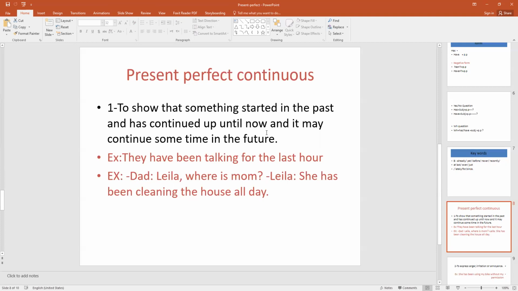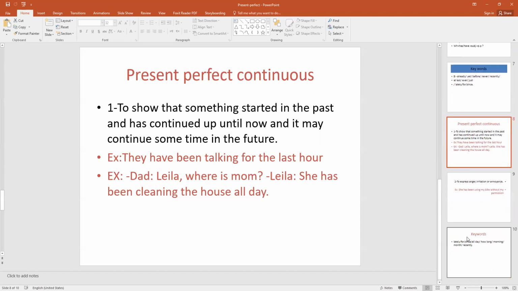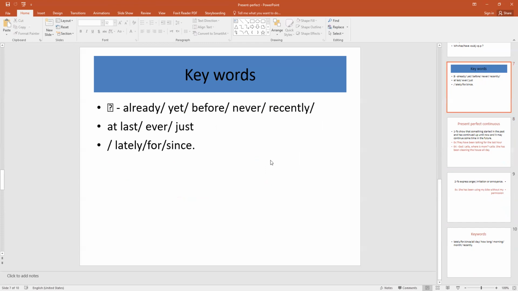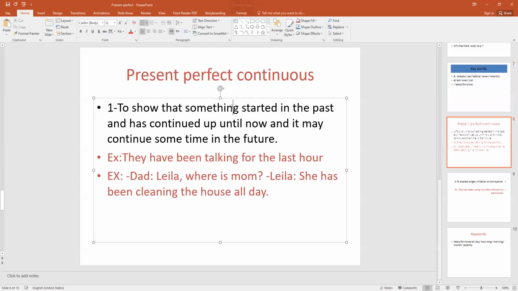If your father came and asks you, where is mom? You can say that mom is not here. Mom has been cleaning the house all day. I use present perfect continuous. It's has or have plus been plus verb ing. So if you told your father that she has been cleaning the house all day, it means that she started cleaning the house in the past, and she's still cleaning in the present, and she may continue cleaning in the future. We don't know. Okay?